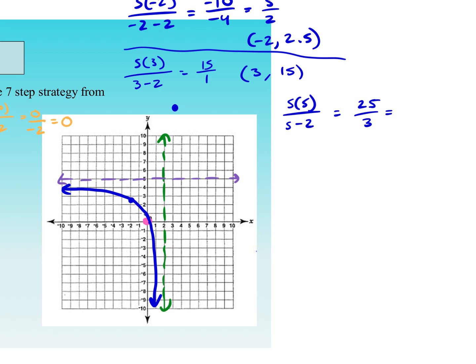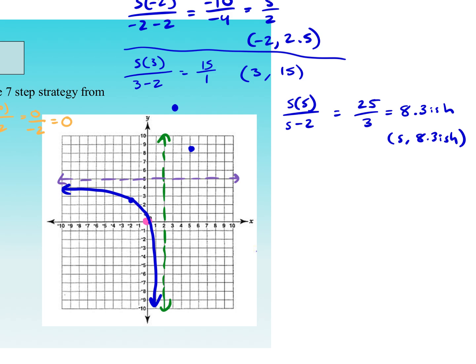3 goes into 25 8 times with 1 left over. You can call it like 8.2, 8.3-ish. Again, when you're graphing, there's really not a difference between 8.2, 8.3, 8.4, 8.5. It's all going to kind of look the same. So as long as you're close to your whole number, we know that we are going to be a little bit above 8 for a point. So I plugged in 5 and got, I'll call it 8.3-ish. So I'm going to go to the right 5 and up 8-ish. That gives us a little bit better idea of how our graph looks.